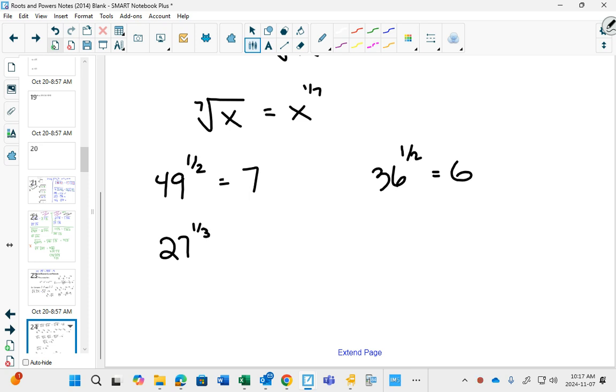It's not 9. It's not divided by 3. You said one already. You can't say another one. I can say 3. You're right. Because this is asking for the cube root of 27. What times what times what? 3 times 3 times 3 will be 27. How about 32 to the 1/5?